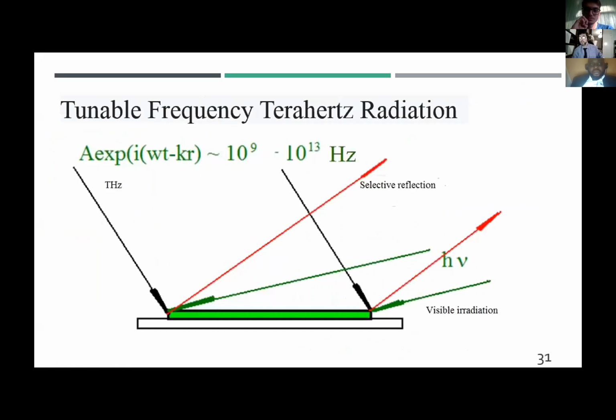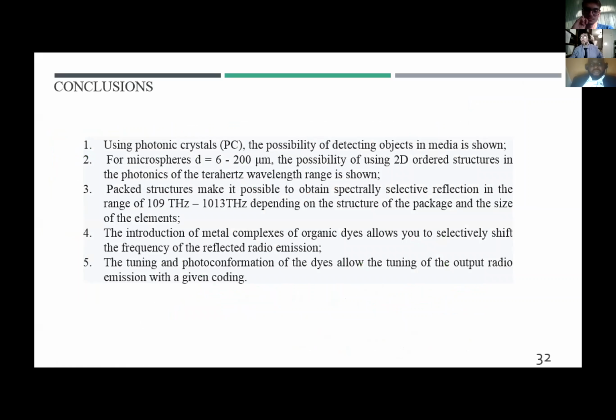So I skip the slides and just read the conclusions. Using photonic crystals, the possibility of detecting objects in media is shown. For microspheres with sizes 6 to 200 micrometers, the possibility of using 2D ordered structures in photonics of the terahertz wavelength range is shown. Packed structures make it possible to obtain spectrally selective reflection in the range of 100 terahertz to 1000 terahertz, depending on the structure of the packing and the size of the elements.